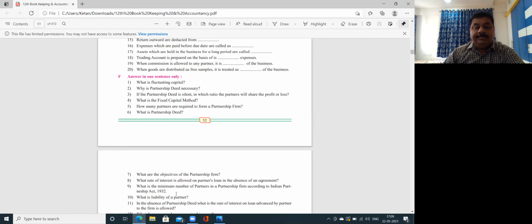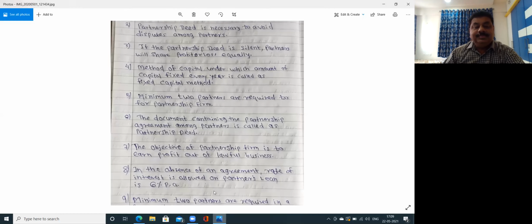Number 7. What are the objectives of partnership firm? So the basic objective is of course to earn profit. Objective of partnership firm is to earn profit out of a lawful business. Very important. The business must be legal and your motive should be earning profit.